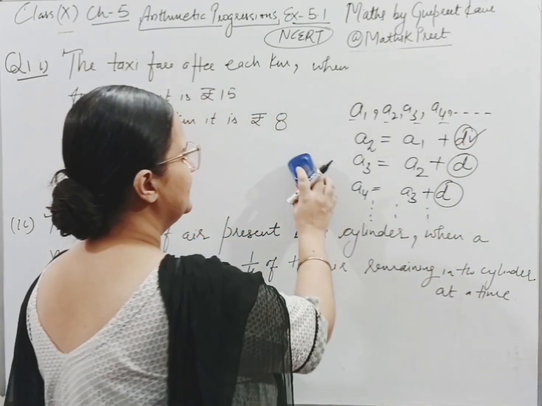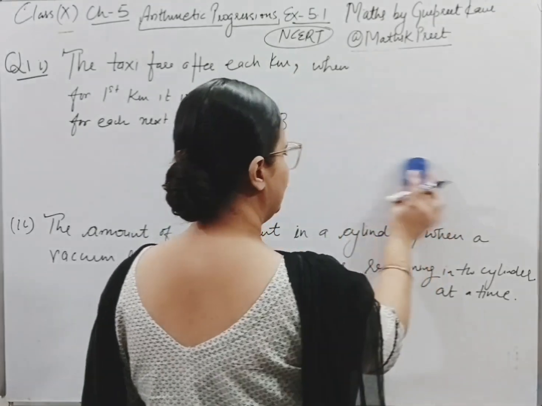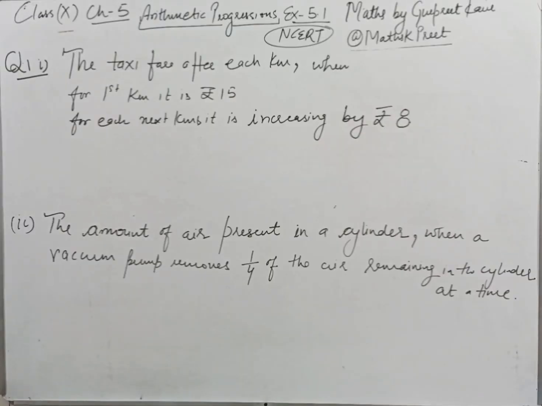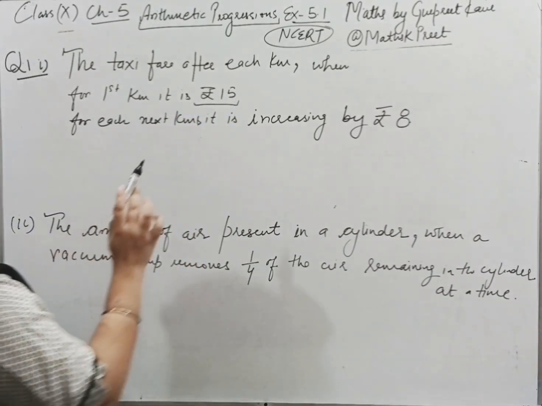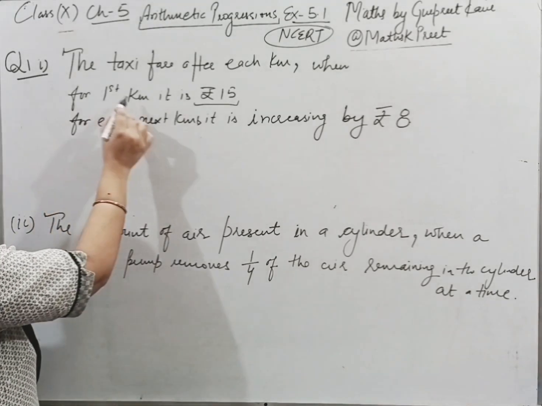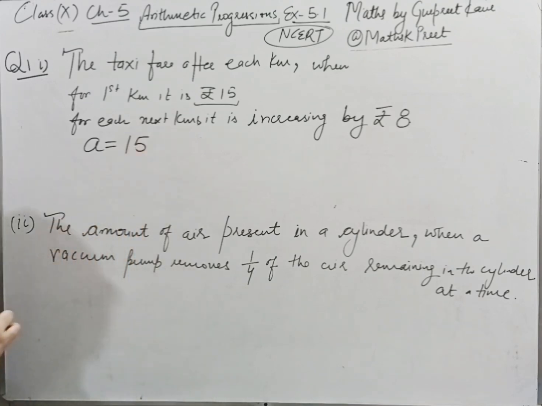Let's see the questions related to arithmetic progressions from the NCERT book, exercise 5.1. Let's see the first part of question number 1. It is saying that the taxi fare for the first kilometer is rupees 15, and for each next kilometer it is increasing by rupees 8. So according to the question, the first term is given here, 15, which is in rupees, and for each next kilometer it is increasing by rupees 8.